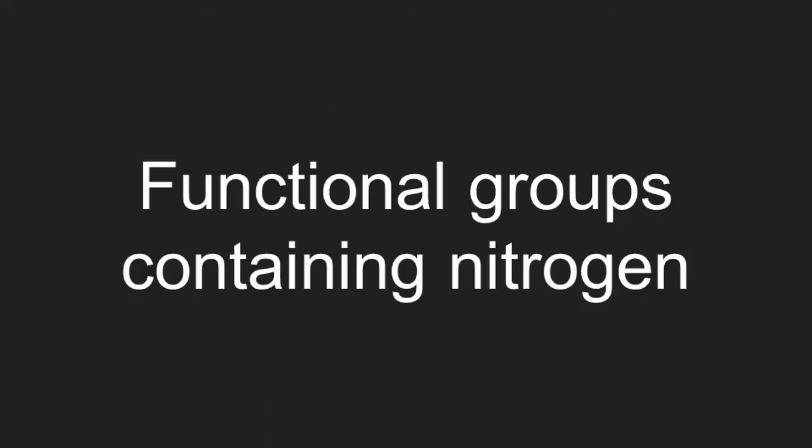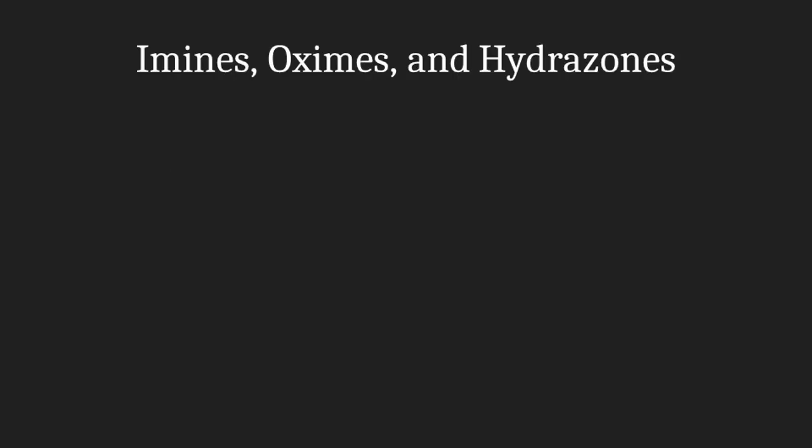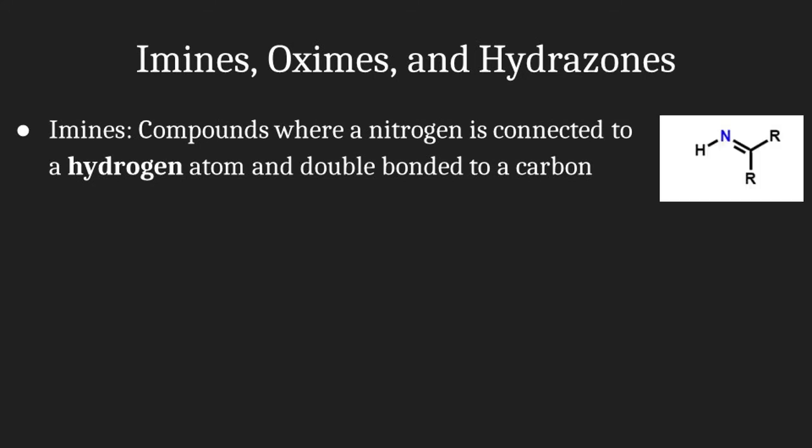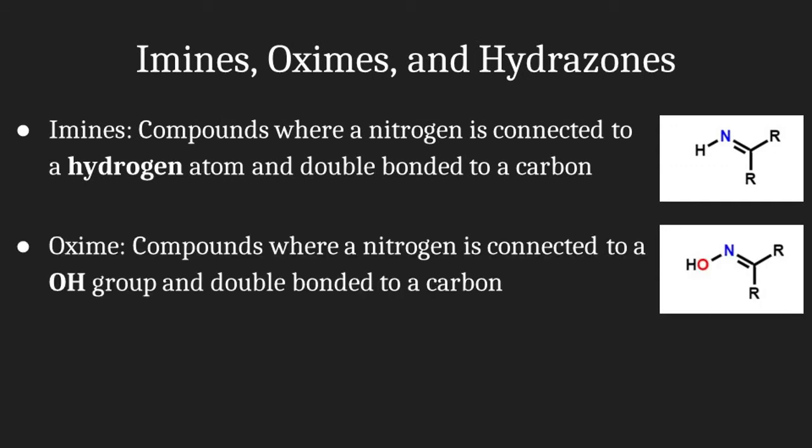The second to last type of functional group we're going to talk about are those groups that contain nitrogen. And we're going to start with imines, oximes, and hydrazones. These are all grouped together because they all have very similar structures. In an imine, it is a compound where a nitrogen is connected to a hydrogen and double bonded to a carbon. This is very similar to an oxime, but instead of the nitrogen being connected to an H group, that nitrogen is connected to an OH group, and then double bonded to a carbon that's connected to R groups.